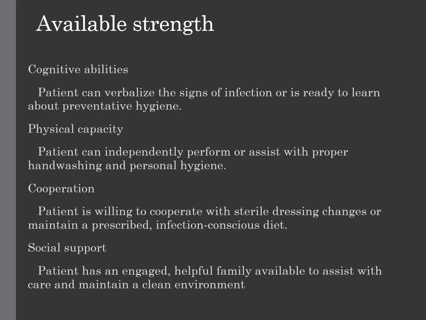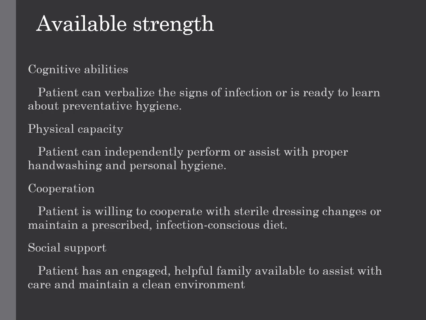And then we have social support. Patient has an engaged or helpful family available to assist with care and maintain a clean environment. So this is social support when the patient is actually in the house. And technically, if you see the patient, you will come up with a nursing diagnosis like risk for infection. But the strength for the patient being prone to infection is that the family can help maintain a good environment for the patient to recover, right?